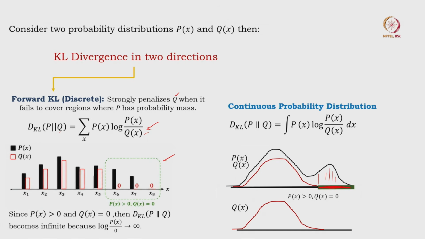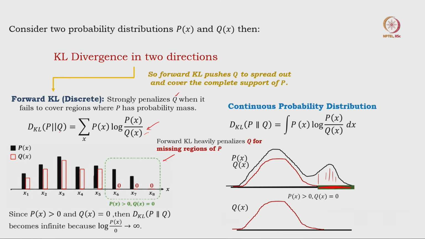Now, if P has some value and Q has not covered it, then what exactly does KL divergence do? It gives a heavy penalty to Q for missing the regions of P. Okay, I hope you have understood this. If this is still not clear, going forward we are seeing some more examples. Now, if this is the case, what is the measure the model will take? So forward KL, what will it do? It pushes Q to spread out and cover the entire support of P.